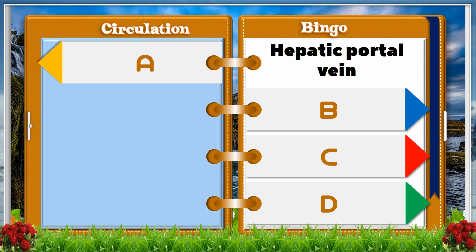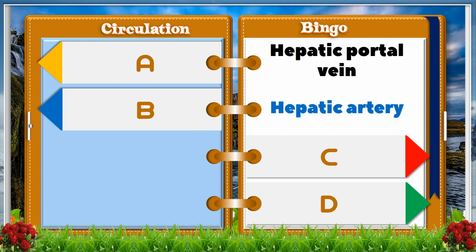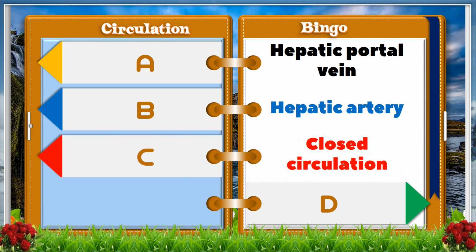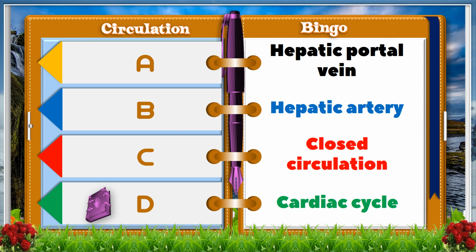A. Hepatic portal vein. B. Hepatic artery. C. Closed circulation. D. Cardiac cycle. And the answer is D. Cardiac cycle.